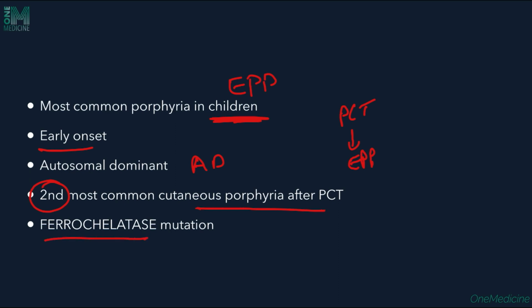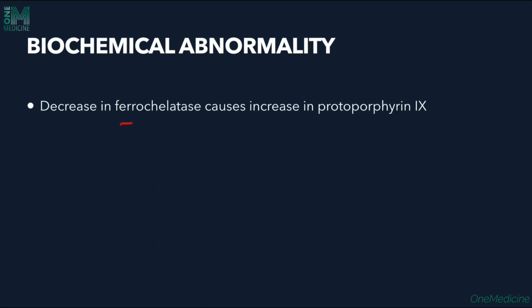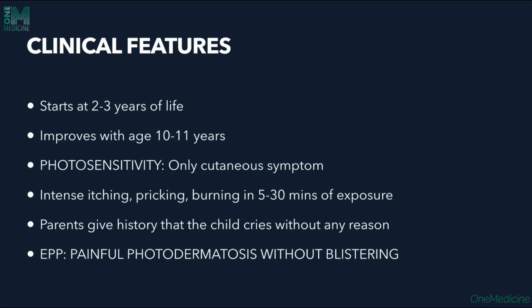And here we have a ferrochelatase mutation. The last enzyme in the heme synthesis is mutated here. Biochemical abnormality: ferrochelatase is reduced here, leading to an increase in protoporphyrin 9. Clinical features: it starts at 2 to 3 years of life and improves with age. As the patient ages, the disease improves. Photosensitivity may be the only cutaneous symptom present here.